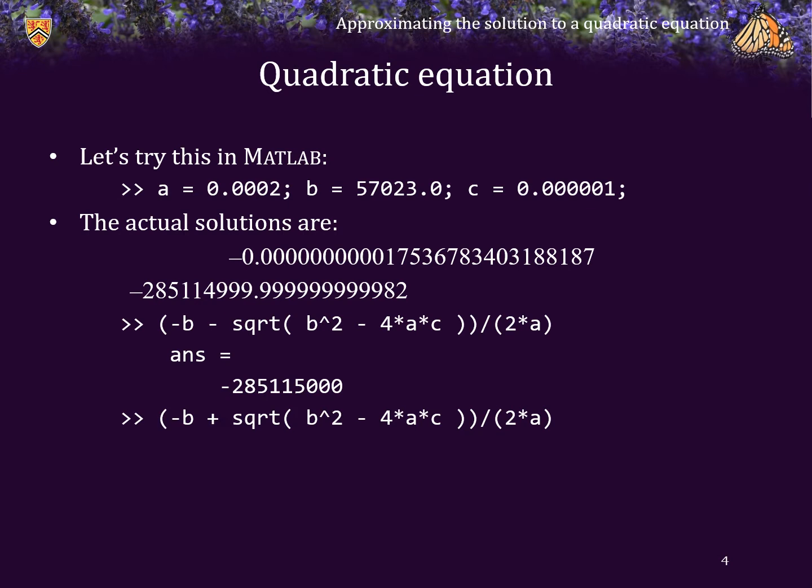Let's calculate the other root. So now it's negative b plus the square root of the discriminant. 0. Well, the actual solution, if you look up there, can quite easily be represented as a double precision floating point number. So 0 has essentially 100% relative error. That's not a very good approximation.